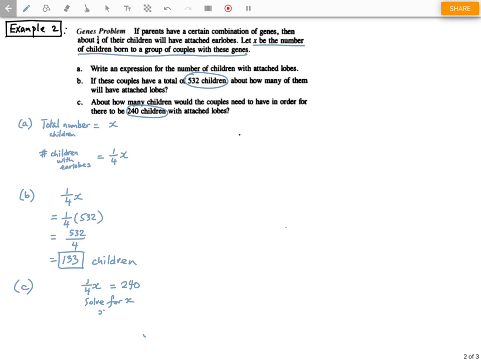So X over 4 equals 240. Let's transform both sides of the equation. Inverse of 1/4 is 4, and times 4 on the other side. So that cancels out. X equals 240 times 4. X equals 960. So 960 children.